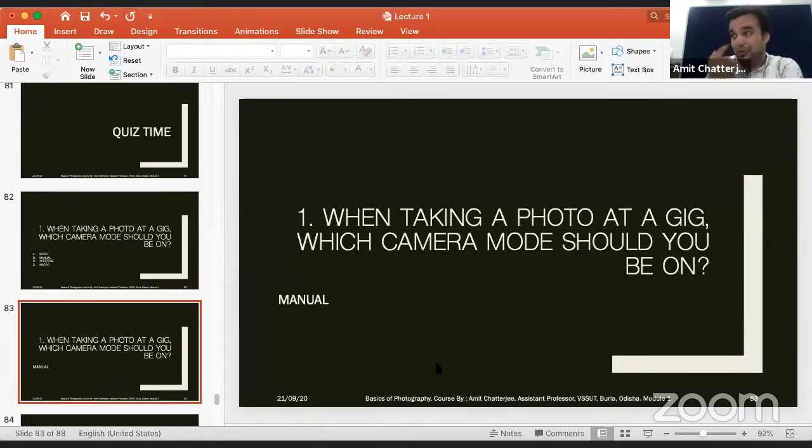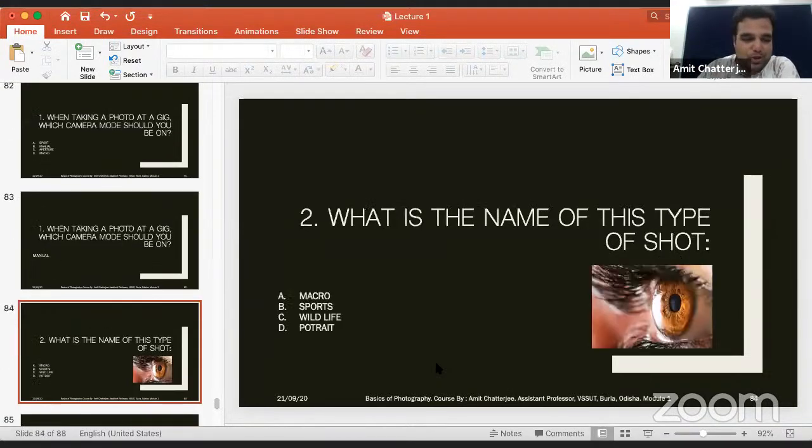You will require sports mode only if you are talking about speed. But in a gig or a rock band show, the lights coming into your camera sensor are changing pretty fast. So you will require a manual mode. Let's go to the next.